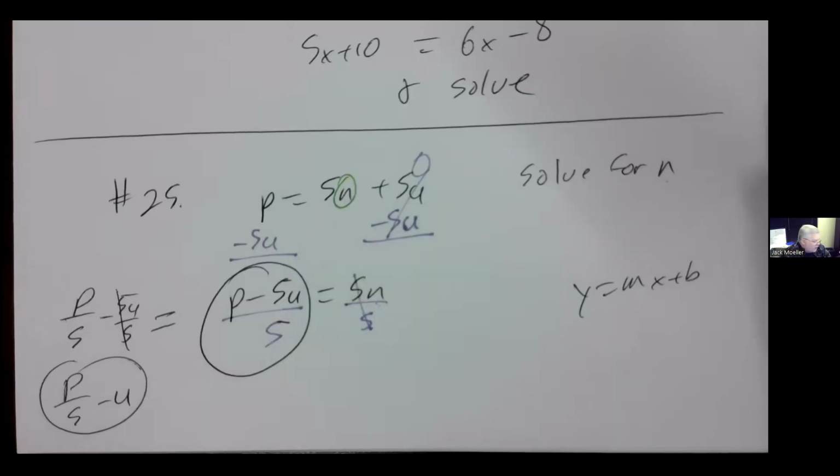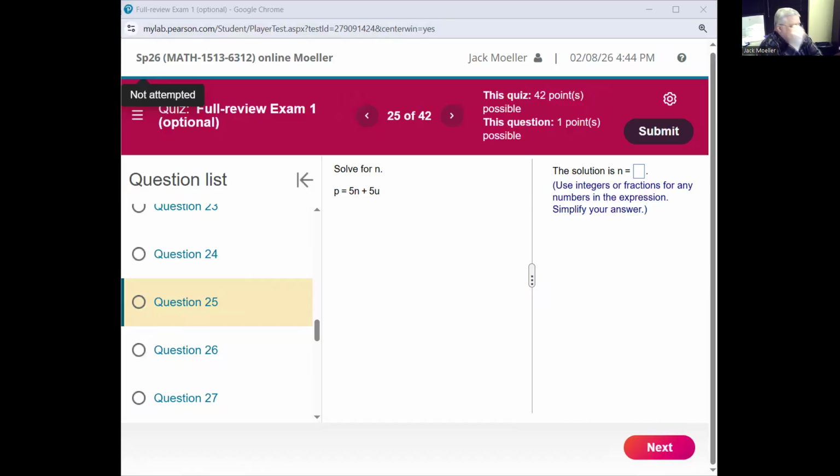All right. You're definitely going to have a formula like this to solve on the test. Like I said, from 1.1, you're going to have probably a basic equation. You're going to have an equation with some distribution and some combined like terms on one side to do. You're going to have an equation with fractions. You're going to have a proportion. You're going to have a formula.